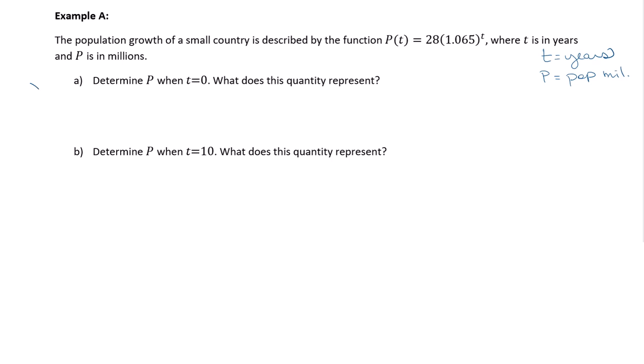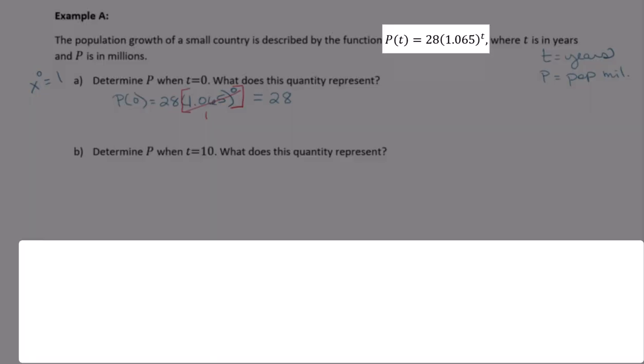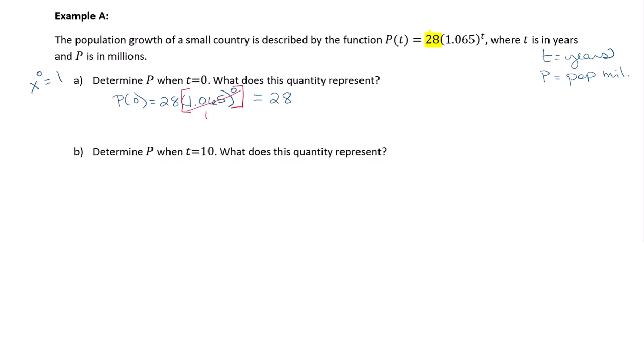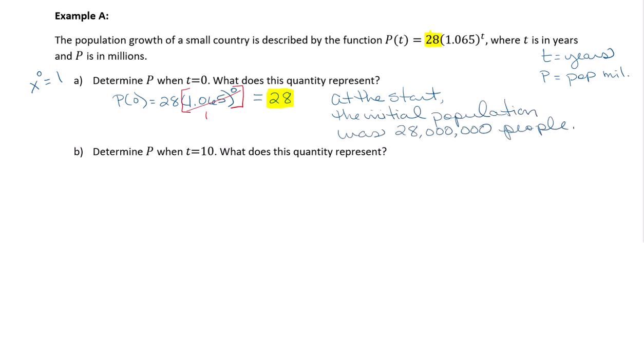One of the things that we need to remember here is that anything to the power of 0 equals 1. So they're asking us to find P of 0. So when we plug in 0 for our t, this entire base to the power of 0 becomes 1. So we're left with just 28. So notice at time 0, in other words, at the beginning, we are left with our leading coefficient of 28. That should be of no surprise, because it is our initial amount. So we can interpret this as, at the start, the initial population was 28 million people. Don't forget it's in millions. At the start and the initial might be redundant.